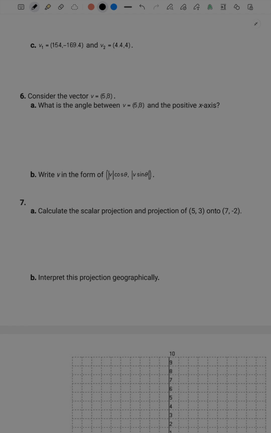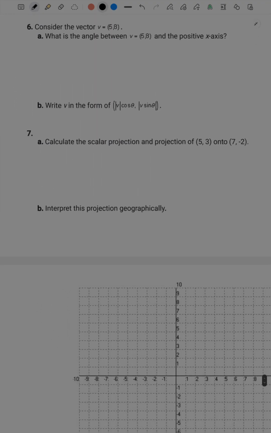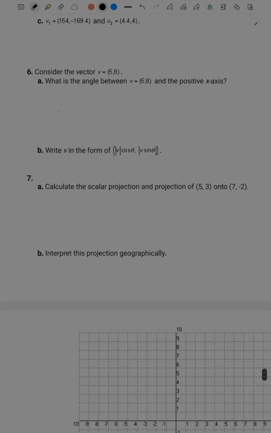Okay, for the angle with the positive x-axis, I would recommend drawing the vector out on the graph below. Or you can just draw it here. So we can call this here our vector v, and this here is going to be the x-axis. And the angle between them is this one right here.